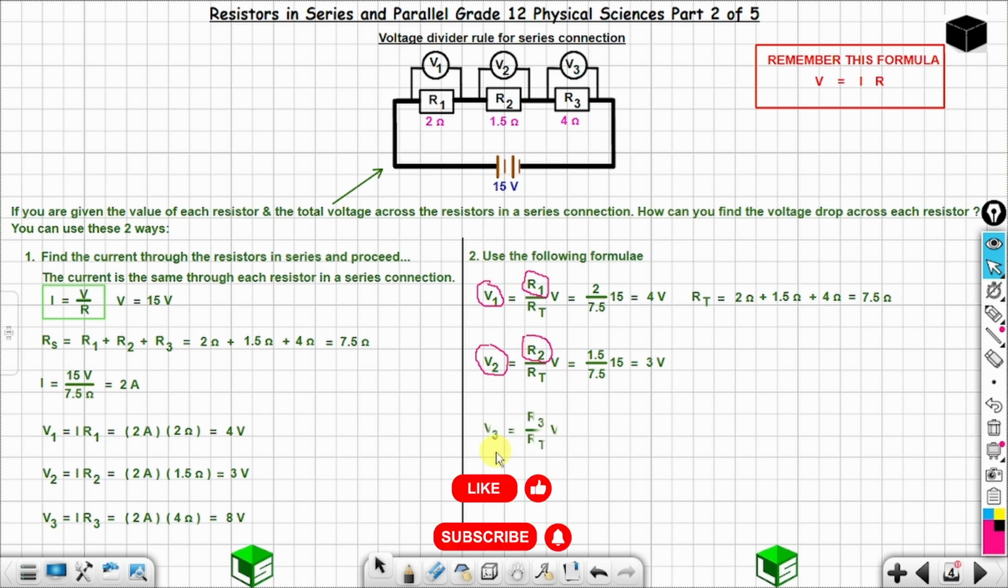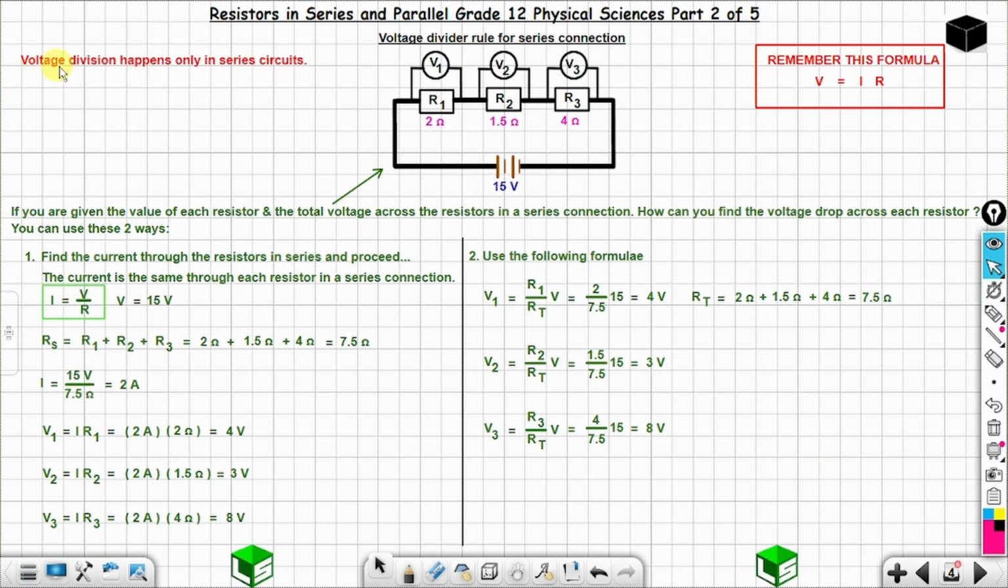Now V3. When you are calculating V3, you are going to have R3 in the numerator. So this is equal to R3 over total resistance times V. You're going to have 8 volts. So again, remember, voltage division happens only in series circuits.